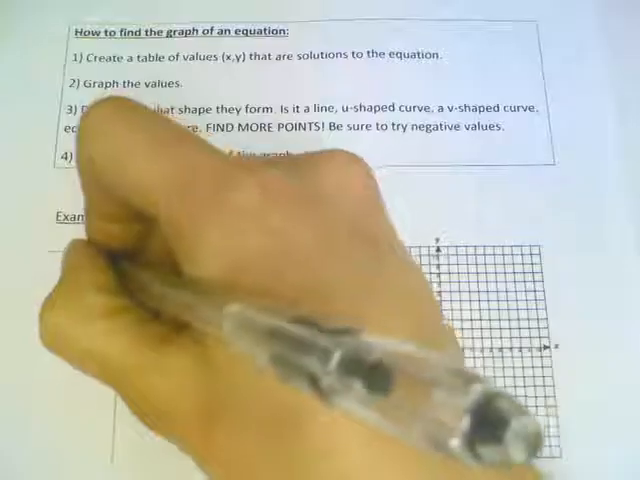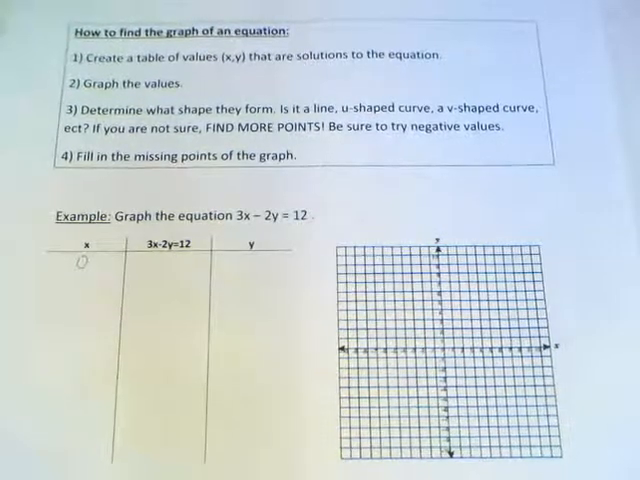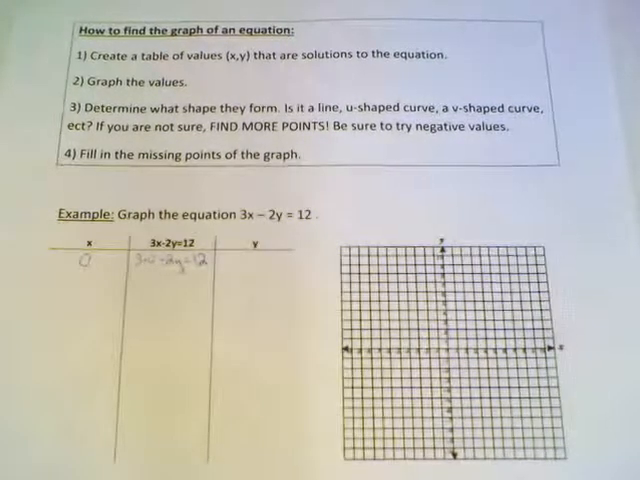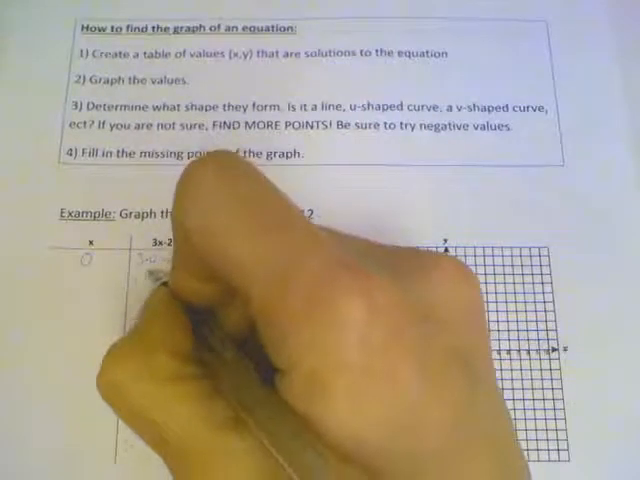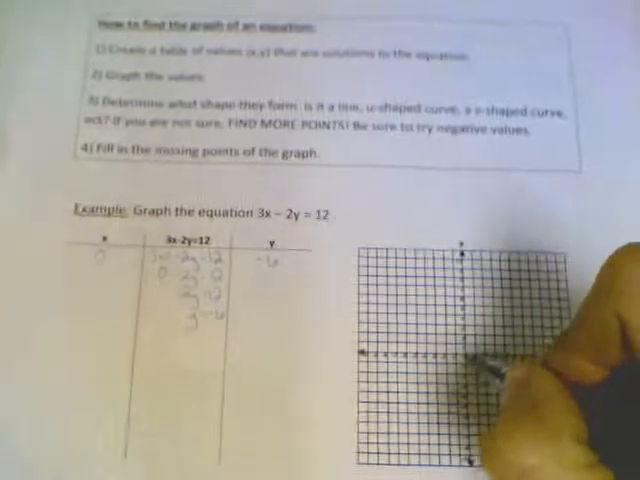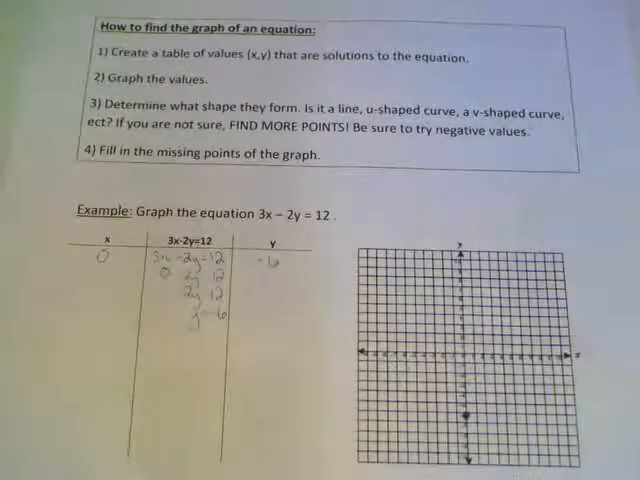So I'm going to start. 0 seems to be a good idea to start with for x. You can pick any numbers you want to plug in, but 0 seems like a good one to start with. So if x is 0, 3 times 0 minus 2 times y is 12. And I may need to do a little bit of work in order to figure out what y is. But basically I have 0 minus 2y equals 12, so negative 2y equals 12. y is the value negative 6. So the point (0, -6) is on the graph.